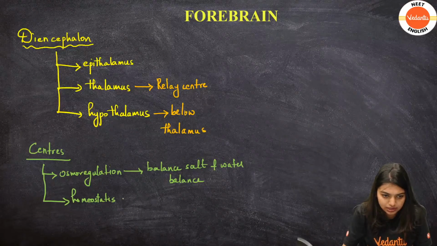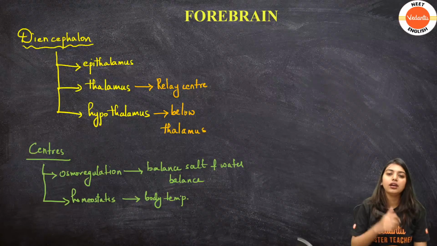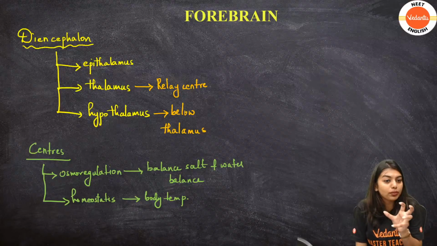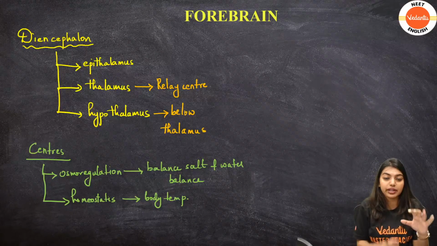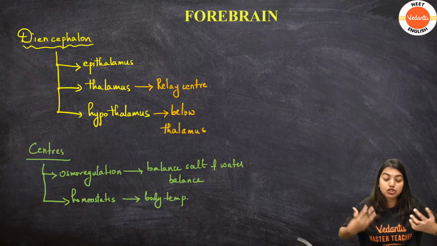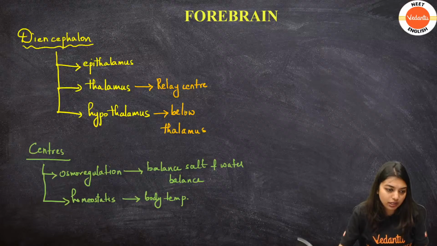Okay, homeostasis. Now, students, again, maintaining the body temperature. So what are they actually doing? They are helping with so many things. Who is helping? Thalamus is helping. It is helping in osmoregulation as well as in homeostasis. That means to maintain the body temperature and also to balance the salt and water in our body.